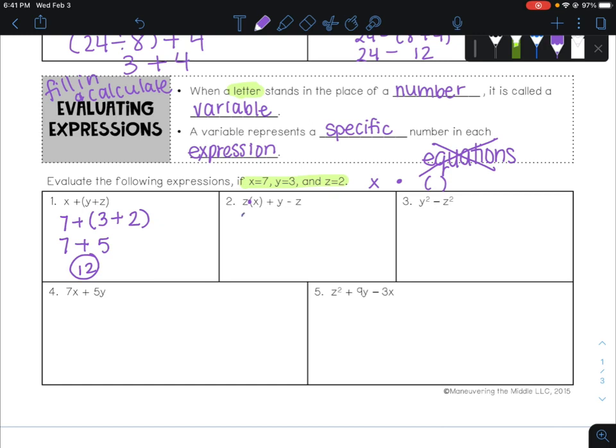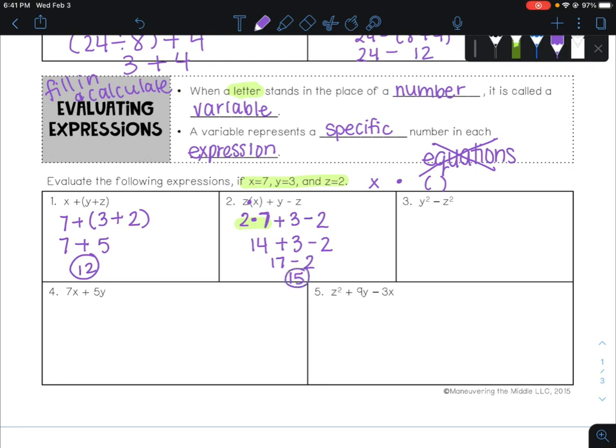So I see a z, which is 2. I'm going to change it to a dot for multiply. X is 7, so I'm just filling it in. Copy the operations. Y becomes 3, and then copy the operation. Z is 2. We have to multiply first. So 14 plus 3 minus 2. Just go left to right. It's going to be 17 minus 2, which is 15.